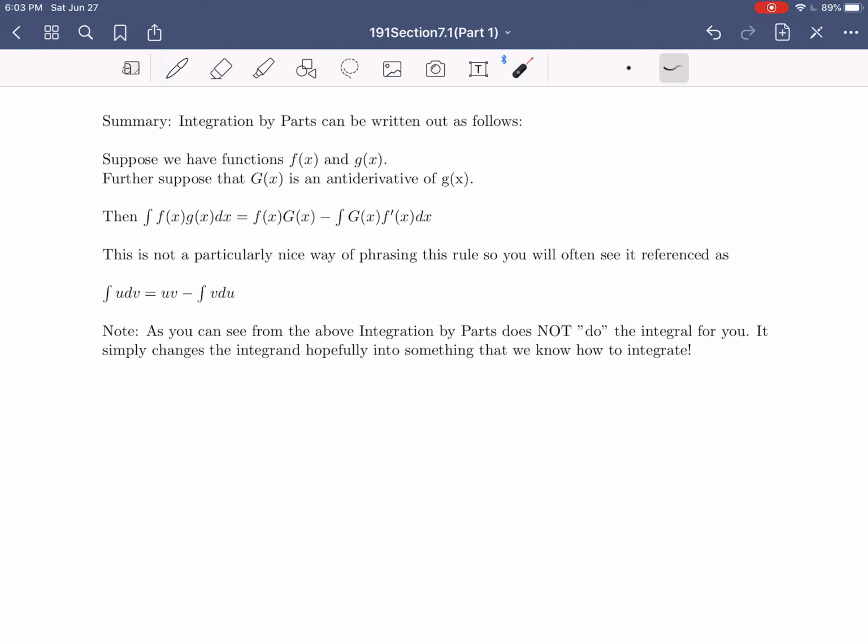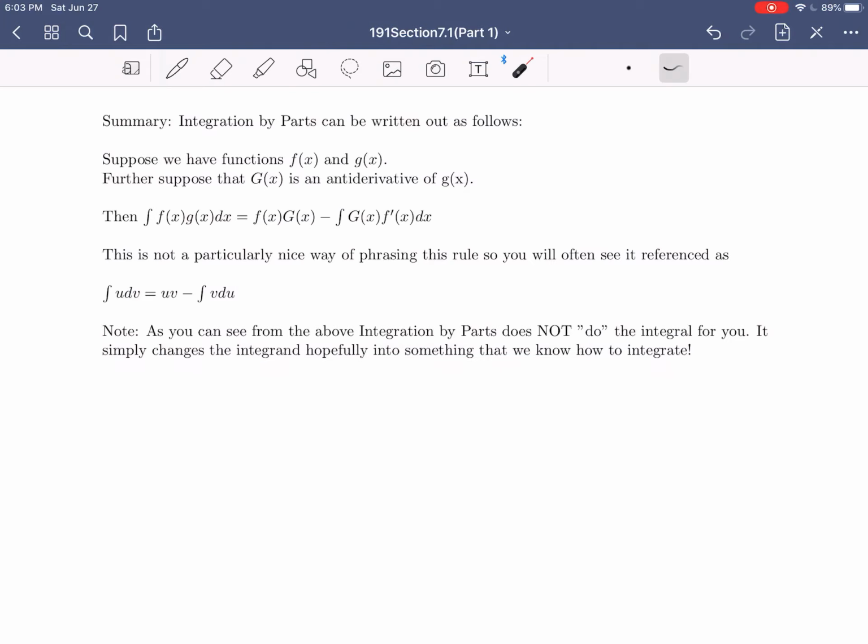After integration by parts, you now have another integral. The whole point of integration by parts is that hopefully this new integral will be easier to do, but it will never be concluded right after integration by parts. Instead, you'll always have another integral to do. Remember, the whole goal is to hopefully change the integrand into something that we know how to integrate.